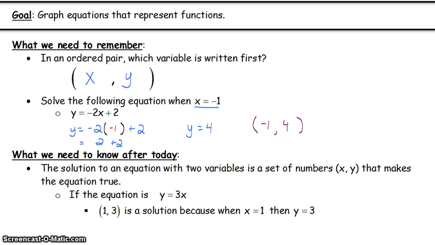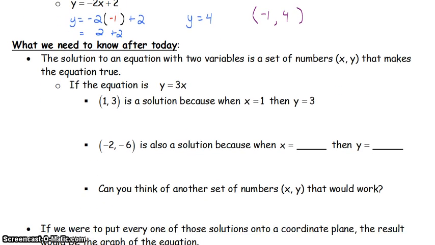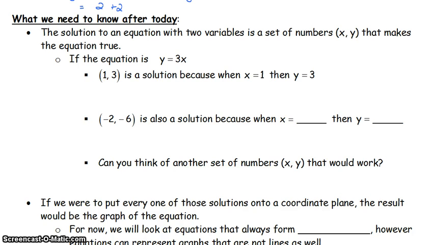Now, after today, there's a couple of different things that we'll need to know. First of all, when we talk about the solution to an equation with two variables, such as y and x, that solution is the set of any x, y combination that makes the equation true. So if my equation is y equals 3x, 1 comma 3 is a solution, because when x equals 1, y equals 3 in this equation.